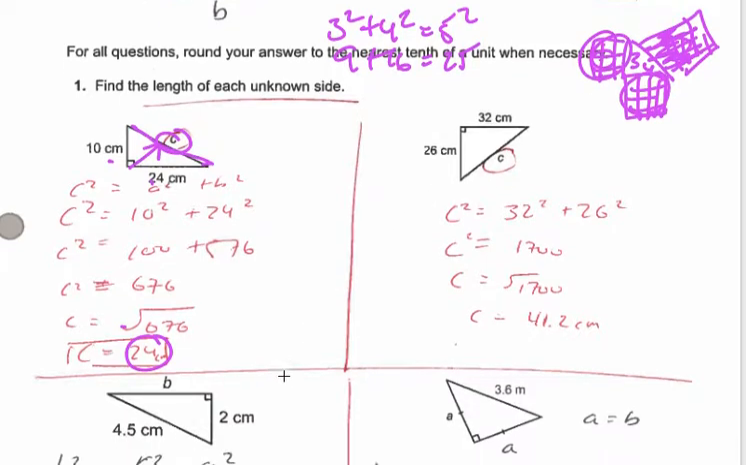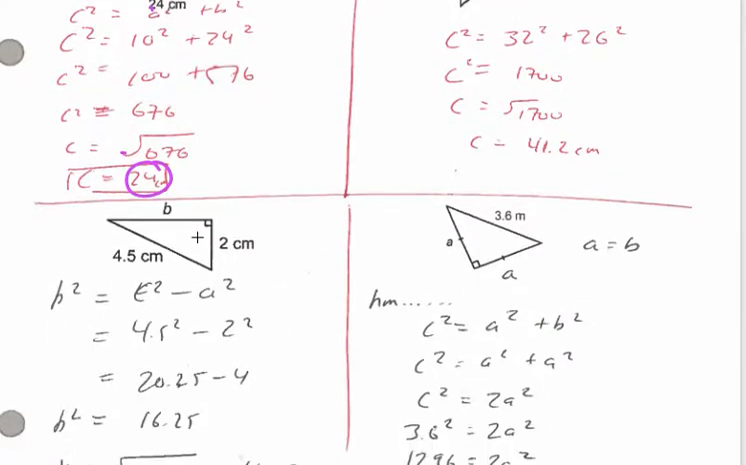If you're looking for a side that is not the hypotenuse, like in this case here, you can either set it up so you have c squared equals a squared plus b squared still, or write it the other way around, a squared plus b squared equals c squared. And then sub in, so you would have here 4.5 squared equals 2 squared plus b squared, and then solve for b squared. Or you can use a different equation.